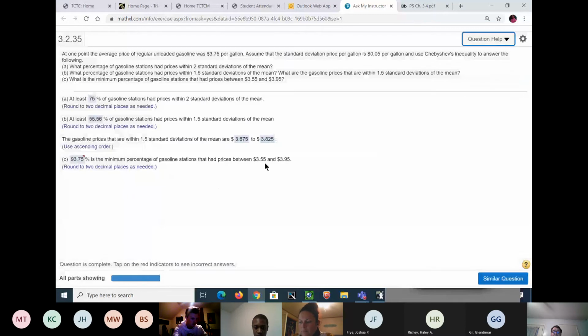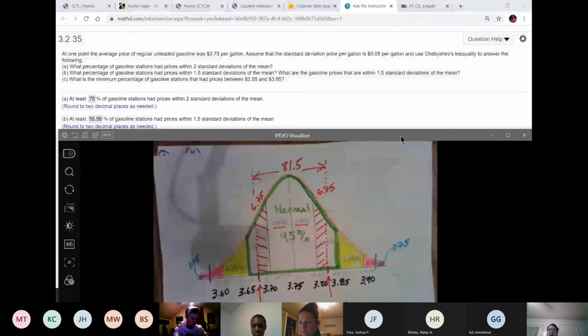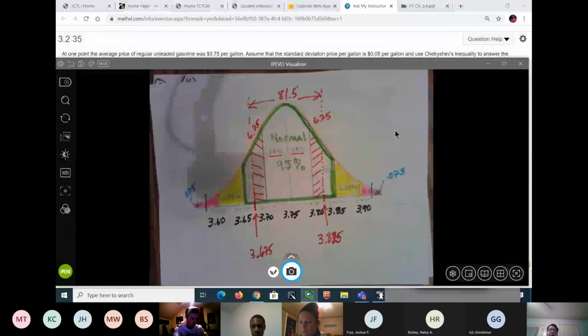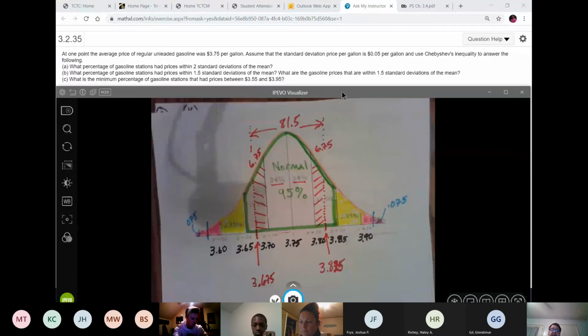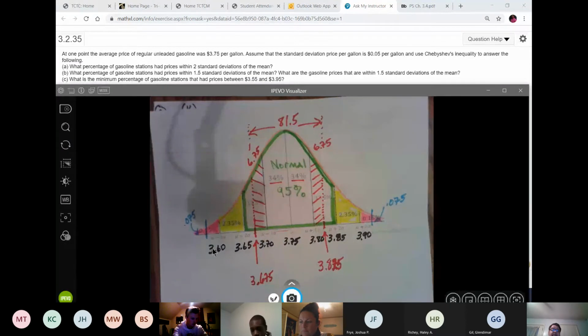You're not going to be between 3.55. Let's look on the empirical rule. We're going to check it right here. I'm going to show you that that's wrong. All right, here's the empirical rule. What are they asking for? 3.55 and 3.95. See, 3.55 is way down here.